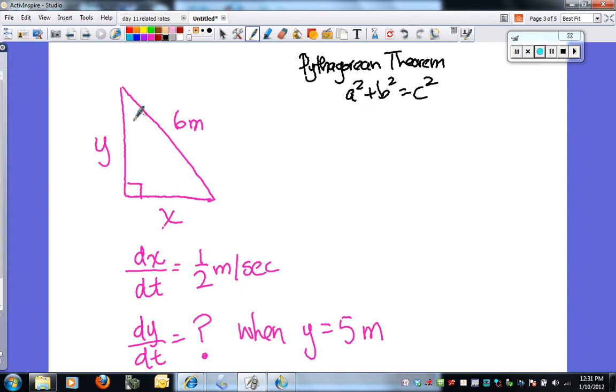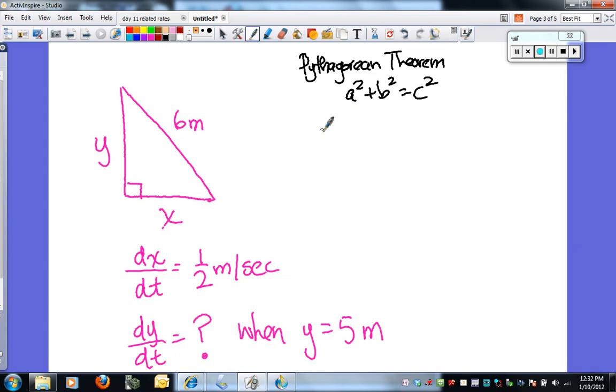Well, right now we're going to use this information here. One of these things is constant, and two of them change. The ladder remains constant. It's not changing from being 6 meters. However, y, the distance along the wall, and x, the distance flying out from the floor, they do change. This changes as the ladder goes down. This changes as the ladder goes out.